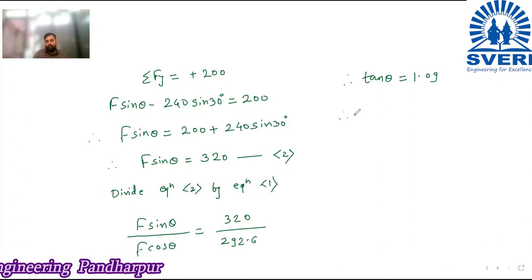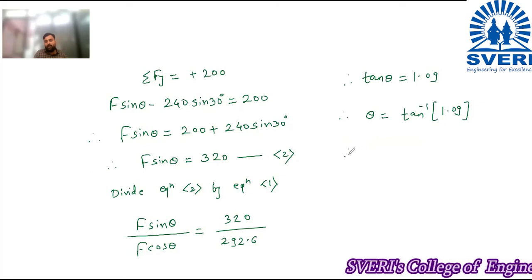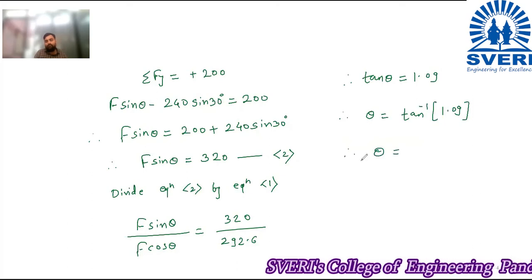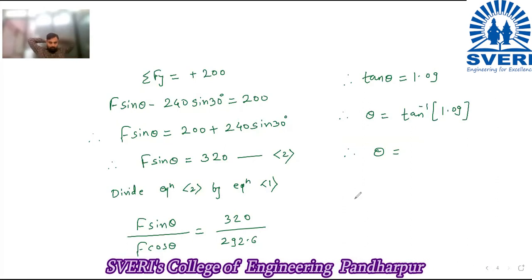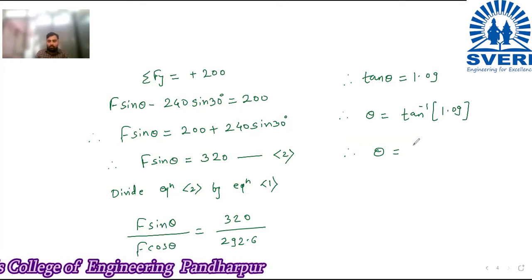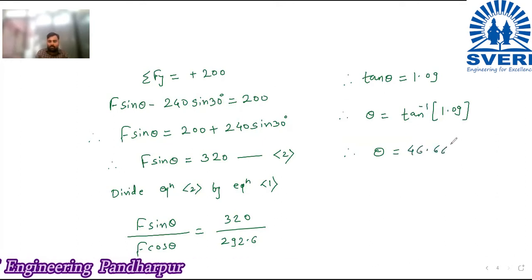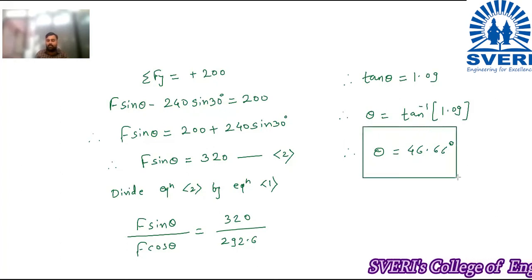So therefore theta is equal to tan inverse 1.09. So find out the value of theta. 46.66 degree. This is theta. Now put this value of theta in one of the equations and you will get the value of F. So this is one of the answers.